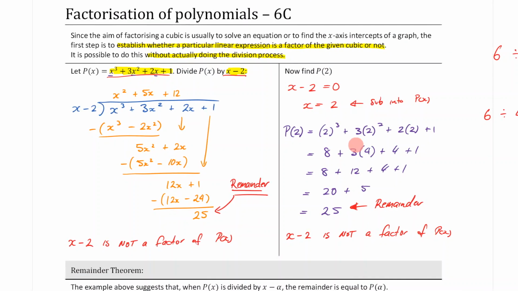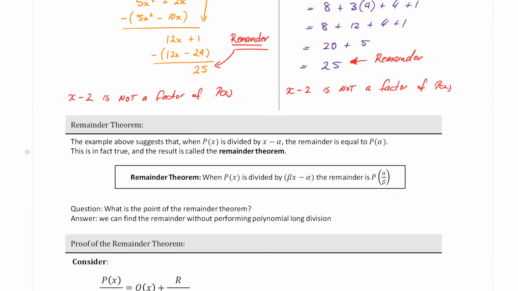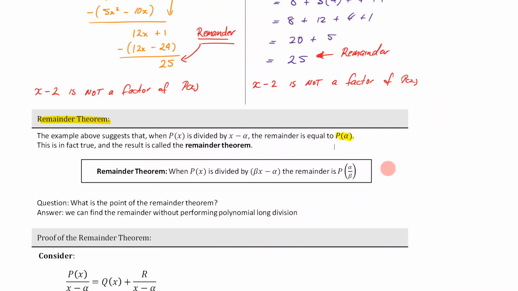It's like a shortcut. Now, this actually has a theorem attached to it. This actually has a name for what we've just done. It's called the Remainder Theorem. So the example above suggests that when p of x is divided by x minus alpha, the remainder is equal to p of alpha. So take a note of what they're doing there. So x minus alpha would be this. When we set that equal to 0 and then solve, we get that.